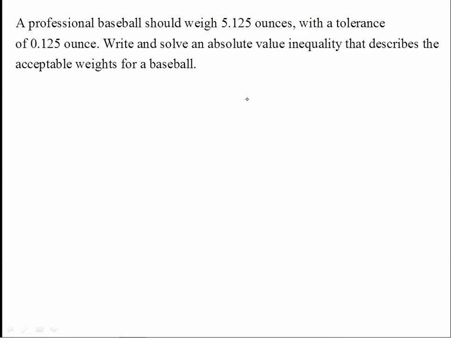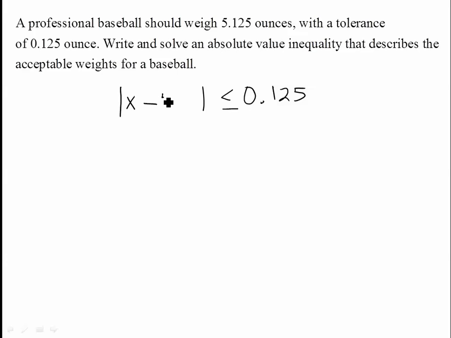Well, the amount we could be off by for the weight of our baseball is this eighth of an ounce, or 0.125. And that's the most error we could have. So we would like all error to be less than or equal to 0.125. So the weight of any baseball, x, and the ideal weight, 5.125, their difference is the amount of tolerance, or amount of error we could have.